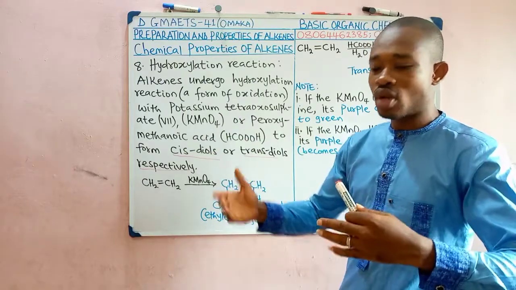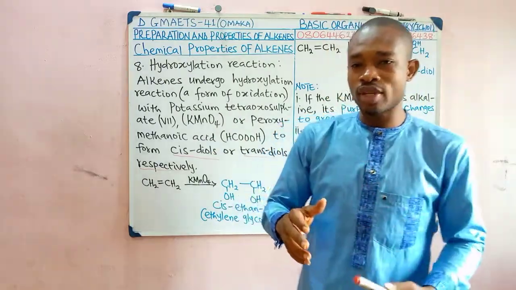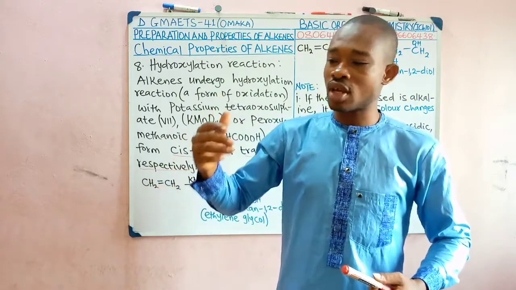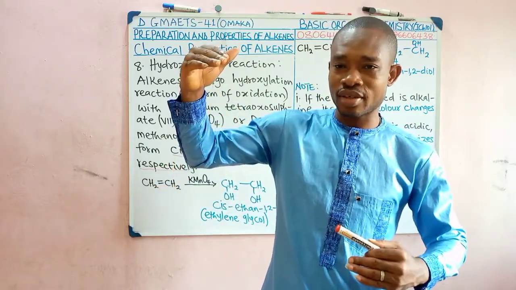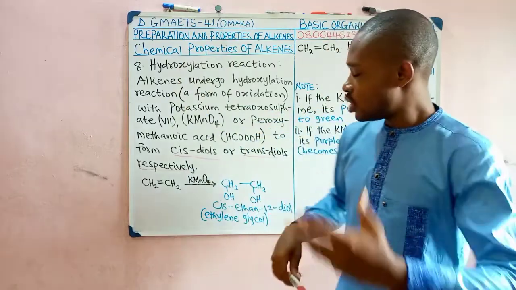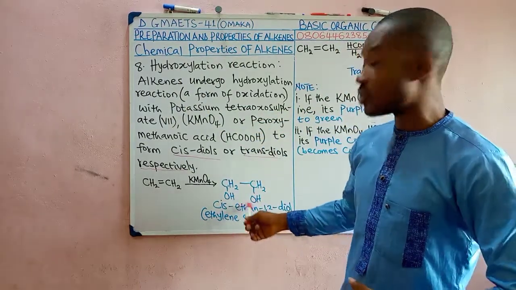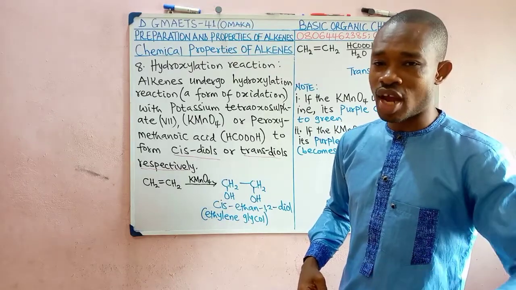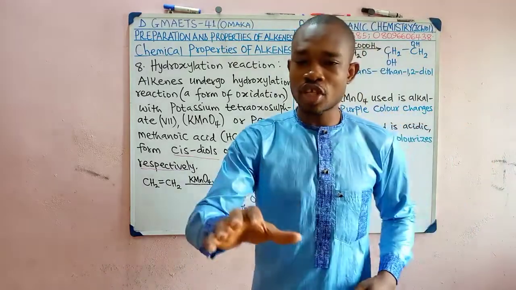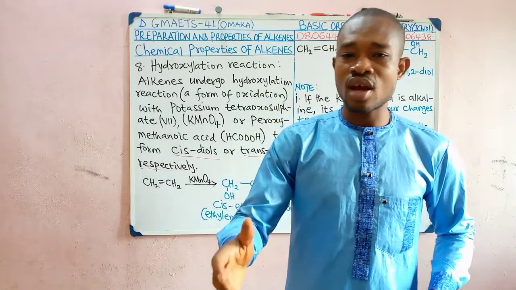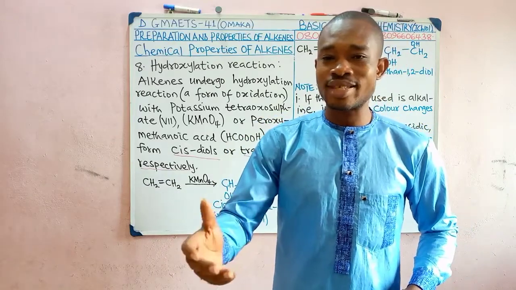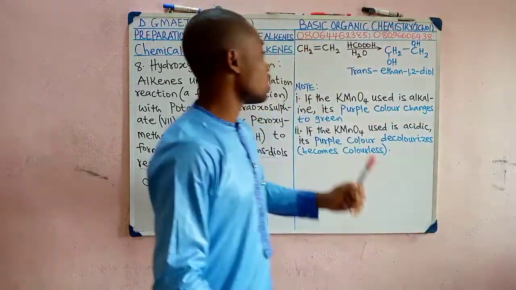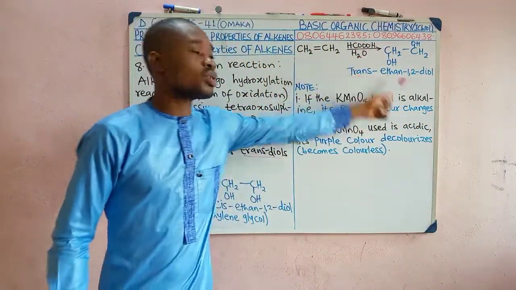But in trans, one of the functional groups OH will be down, then the second OH on the next adjacent carbon will be upward, something like this. Does that make sense? So you want to know which one produces cis diol and which one produces trans diol. Once again, potassium permanganate as the oxidizing agent produces cis diol, this one. While peroxymethanoic acid produces trans diol.